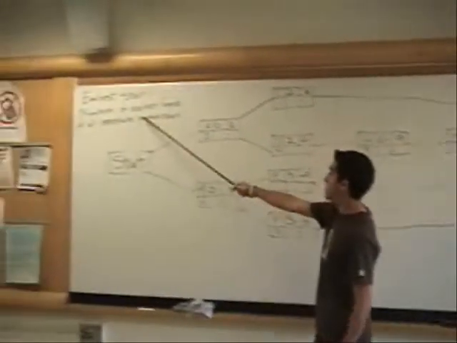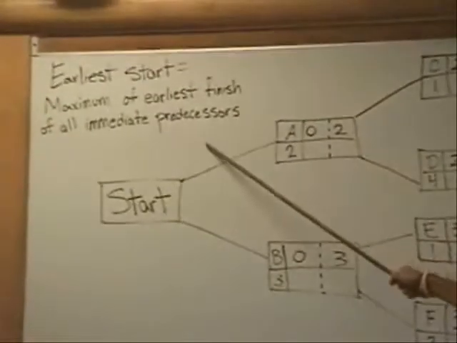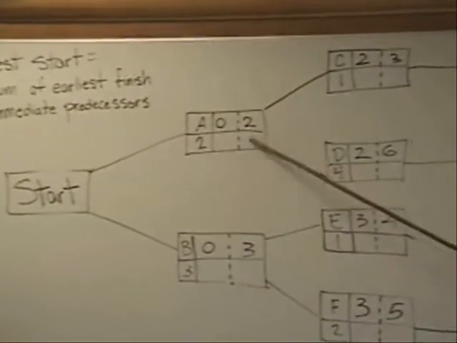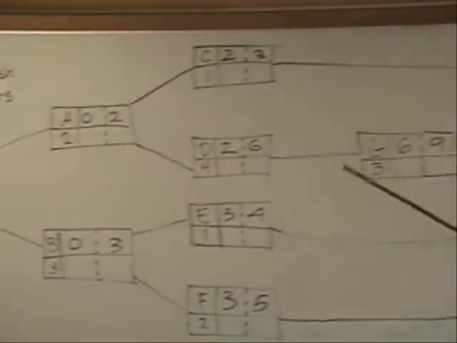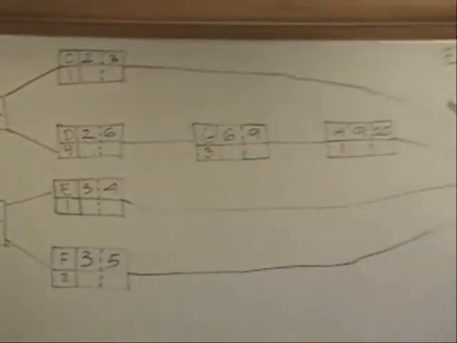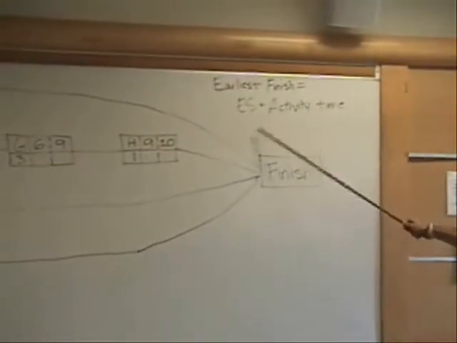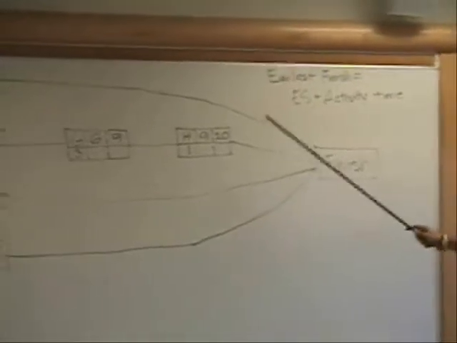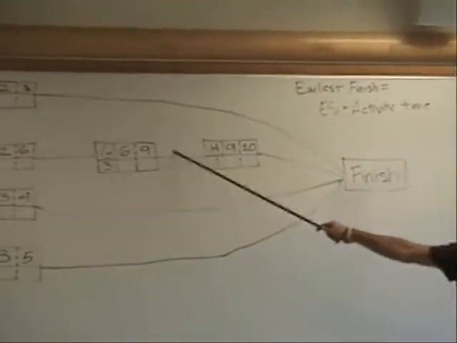Now we need to find out our early start times. Early start equals the maximum early finish of all immediate predecessors. That is represented in the top middle boxes as we go through. Then we need to find out our early finish times. The earliest finish time equals the earliest start time plus activity time. And that is represented in the top third box in each activity.